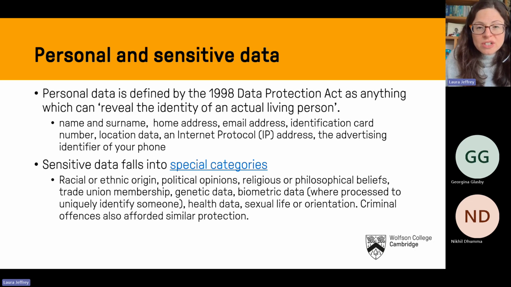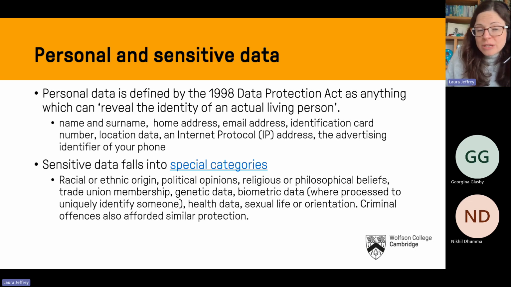Sensitive data, there are actual legally special data. Sensitive data falls under a number of categories, and there's a link there to that as well. So it's racial or ethnic origin, political opinions, religious and philosophical beliefs, trade union membership, genetic data, biometric data, health data, sexual life or orientation.